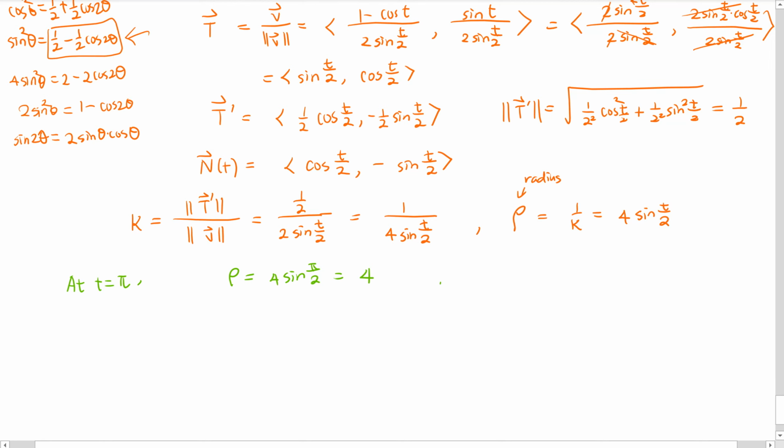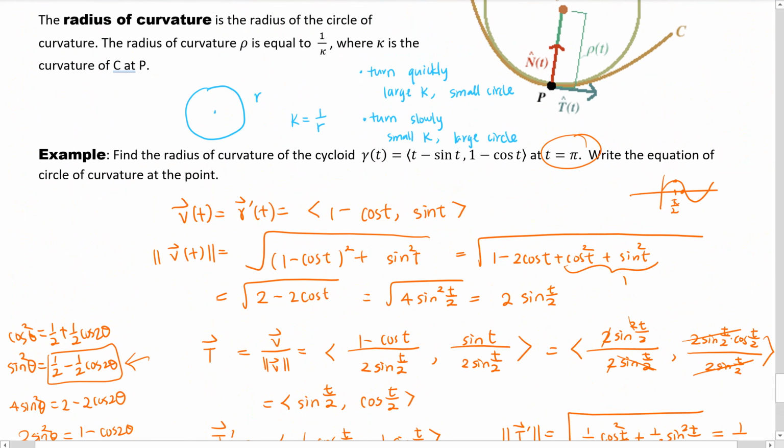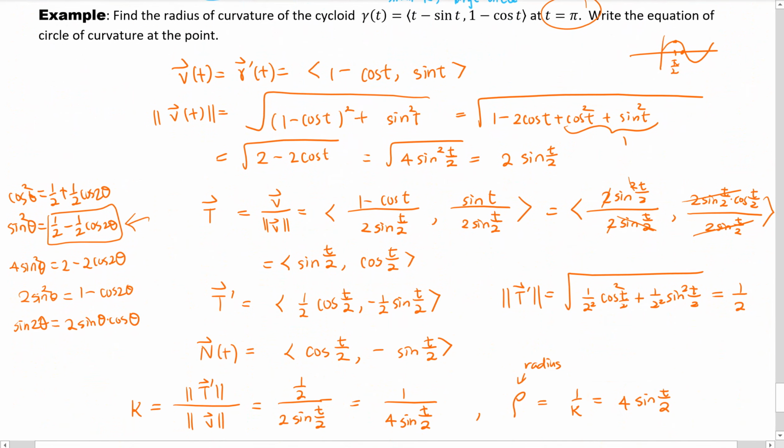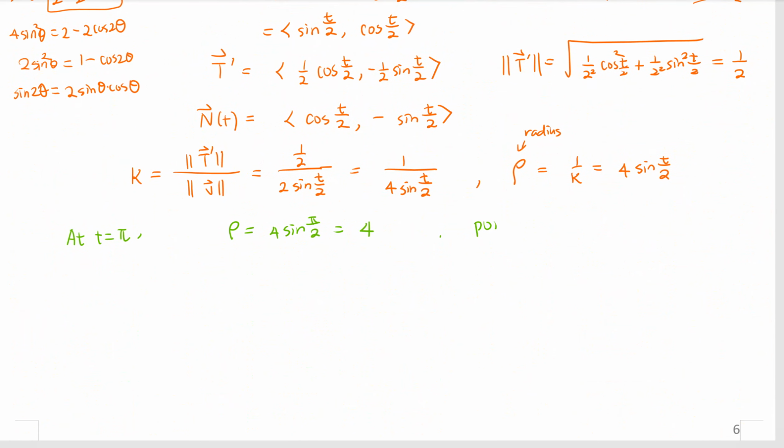Well, the point is gamma of pi. So t minus sine t, 1 minus cosine t. So the point is gamma of pi: pi minus sine pi, 1 minus cosine pi. So sine pi is 0, cosine pi is minus 1, 1 minus minus 1 is 2. Okay, so what does that mean?